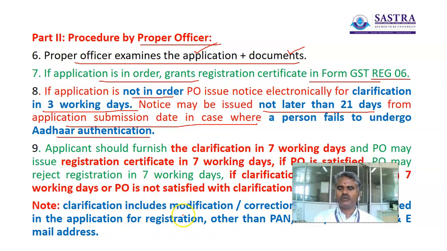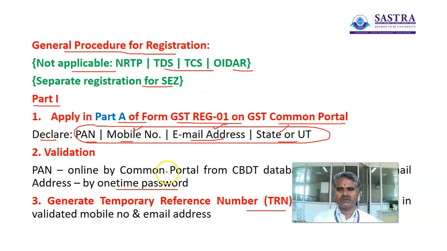Clarification is nothing but you may modify your particulars, but PAN number, state, mobile number and email address cannot be changed. Once you give this information, it will not be changed. You cannot change this information further. So you should be very careful at the time of giving this basic and fundamental information for registration, my dear students. Okay.